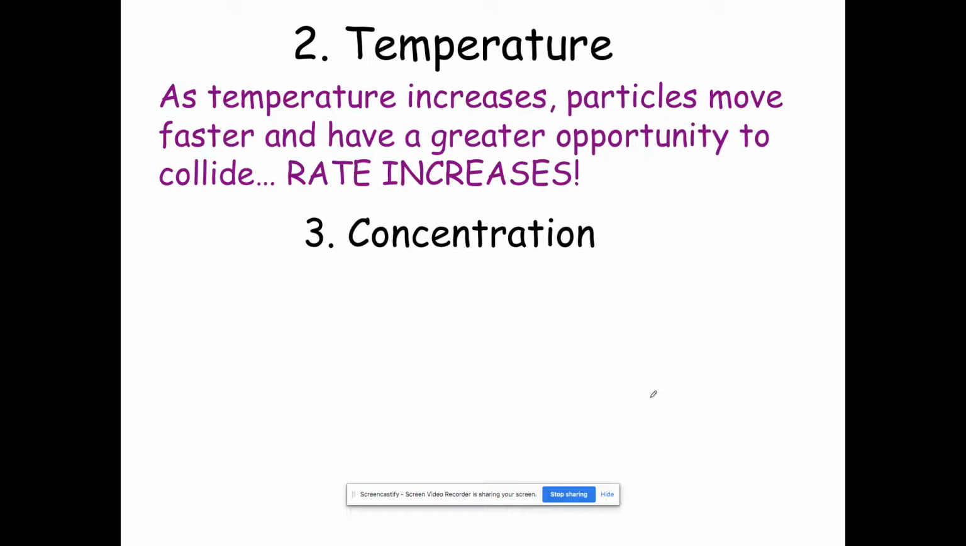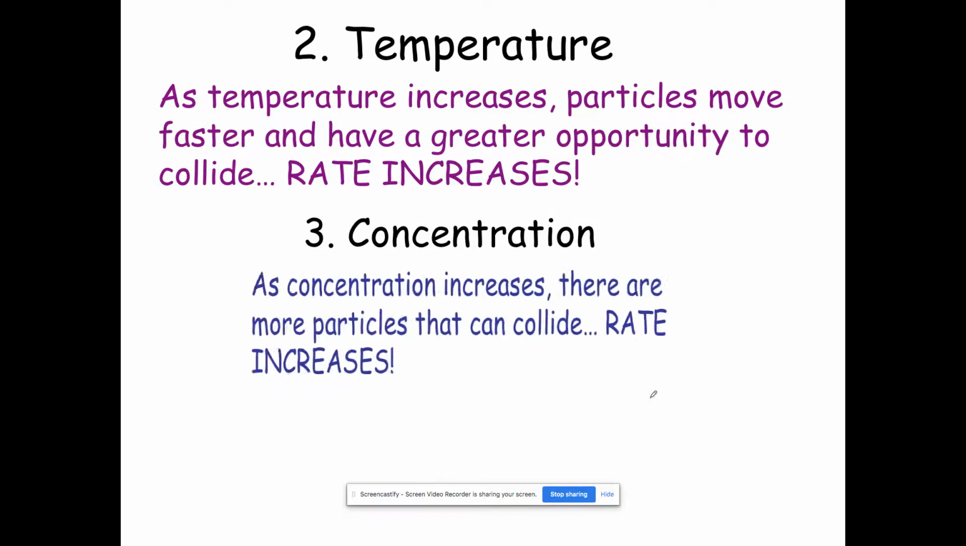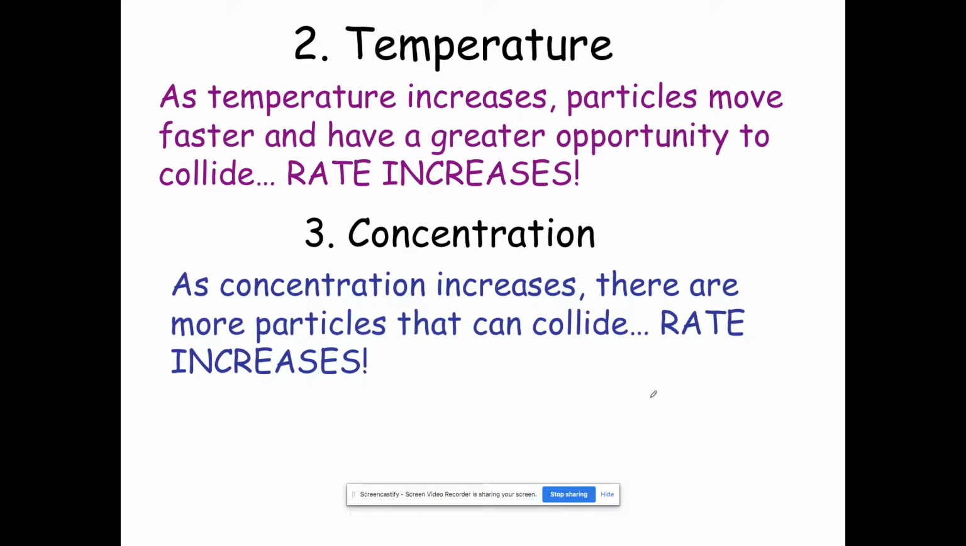Concentration. That would mean things like molarity. So if you have a higher concentration, there's more particles in there, which means those more particles are going to be more likely to collide and increase the rate.